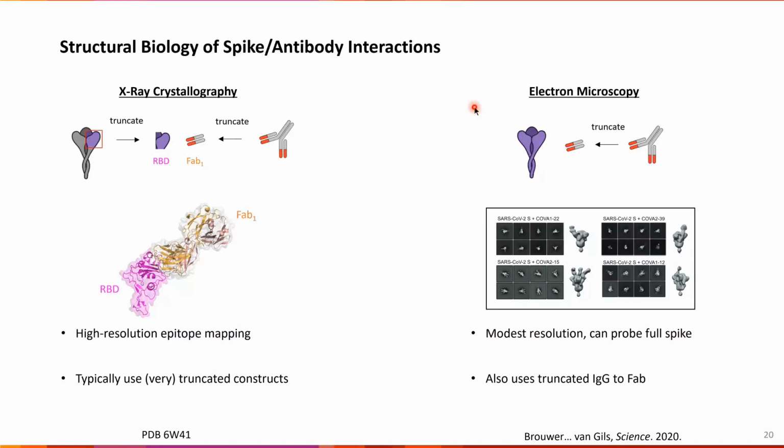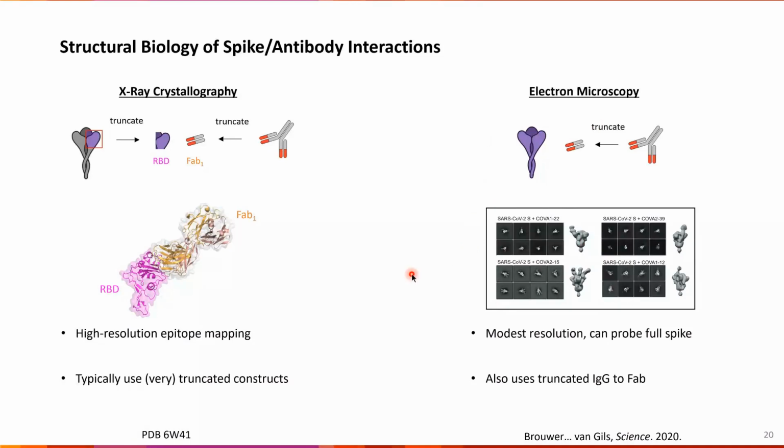On the other hand, we have electron microscopy. So this works a bit differently. You don't need to crystallize your proteins, but also because of the flexibility of the antibodies, it's also quite common using this technique to truncate the antibody in the same way you would in crystallography to generate the Fab. And then you can measure how the Fab interacts with the whole spike trimer. So there's been a lot of work using these techniques since the onset of the pandemic. Electron microscopy has the advantage of being able to probe the full spike, although in general, the resolution is a little bit lower than that of crystallography. And like I mentioned, you typically also have to truncate the antibody to a Fab in order to get structural information.